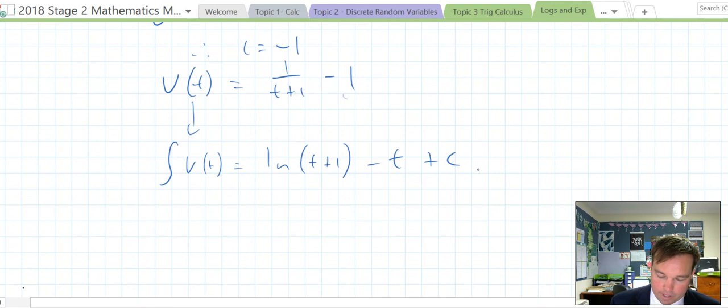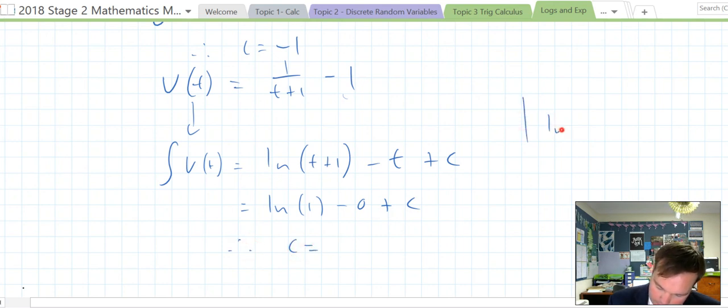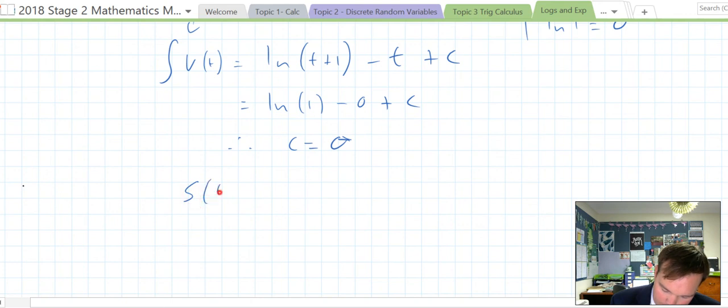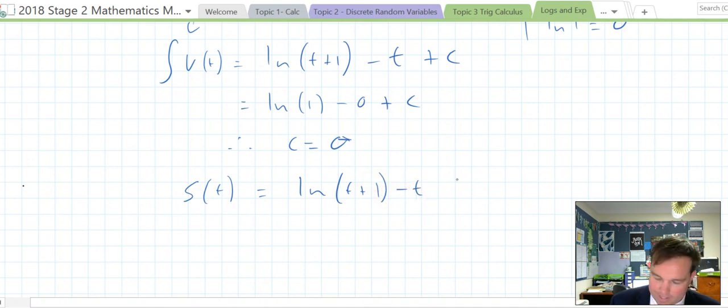And now we need to find c, so 0 the whole way through, ln of 1 minus 0 plus c, therefore c is equal to, and here's the interesting thing, recall ln 1 is always equal to 0, so c is actually equal to 0 this time, so therefore our displacement function is equal to ln t plus 1 minus t plus nothing. And that's our final answer.